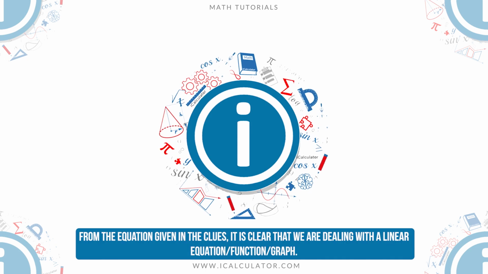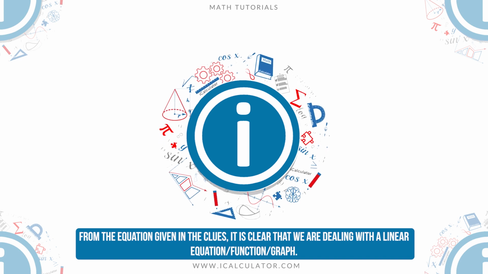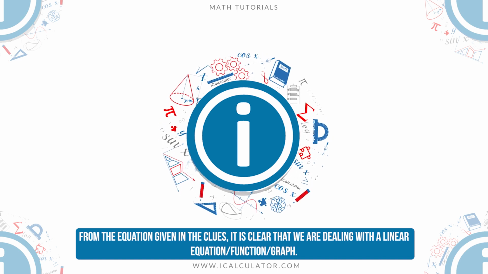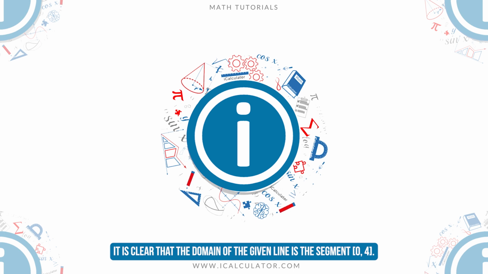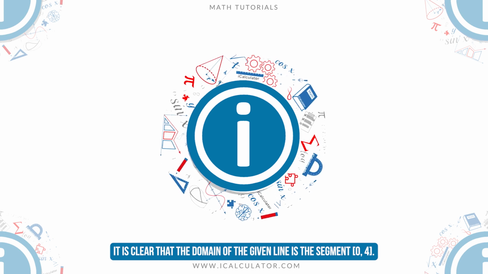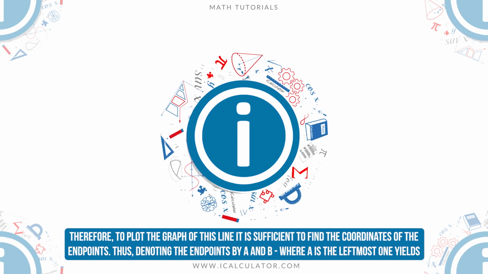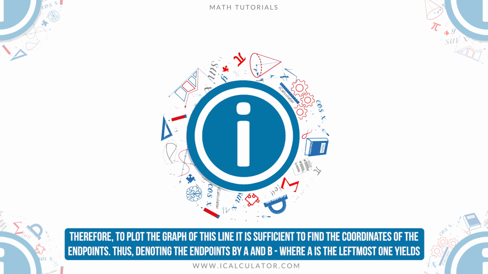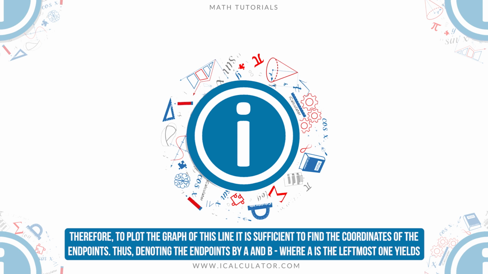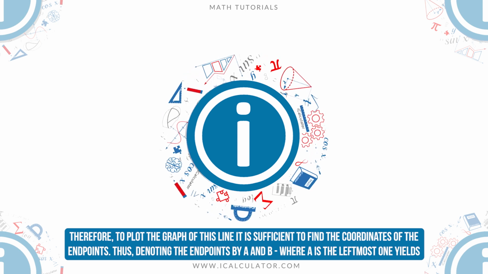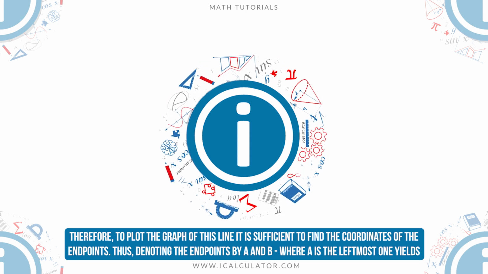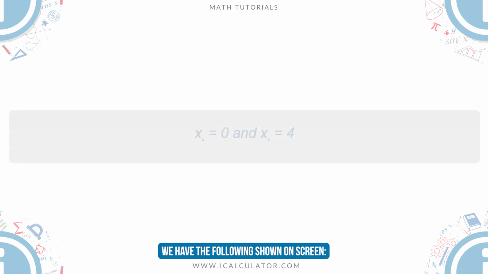From the equation given in the clues, it is clear that we are dealing with a linear function graph. From the clues, it is clear that the domain of the given line is the segment. Therefore, to plot the graph of this line it is sufficient to find the coordinates of the endpoints. Thus, denoting the endpoints by A and B, where A is the leftmost one, we have the following shown on screen.